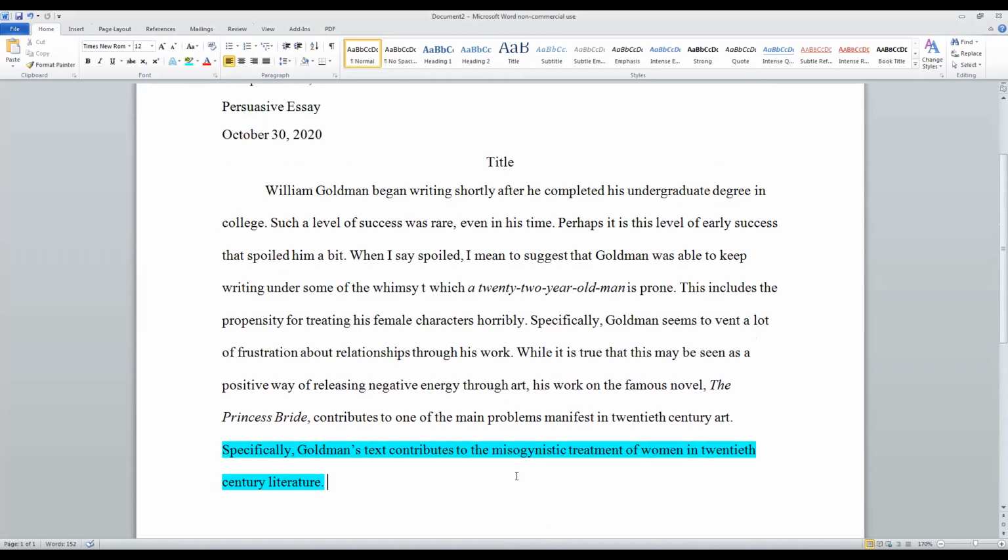So let's count and see how many sentences we have. 1, 2, 3, 4, 5, 6, 7, 8, 9. Okay, more than enough sentences leading to something akin to a critical thesis statement. So now, sorry, a little typo there. Now we have a pretty good introductory paragraph.